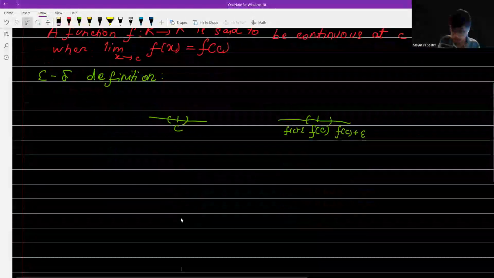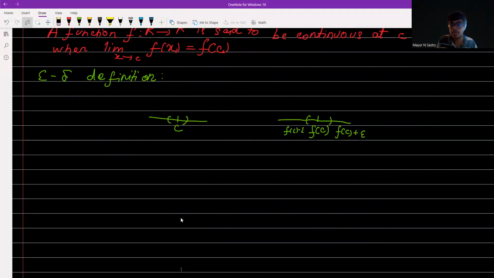So how can we make this into a precise mathematical definition? We say that f is continuous at c if for any neighborhood of f of c, which is characterized by this number epsilon, we'll say that for all epsilon greater than 0, we are referring to this neighborhood of length 2 epsilon around f of c, there exists a neighborhood around c.